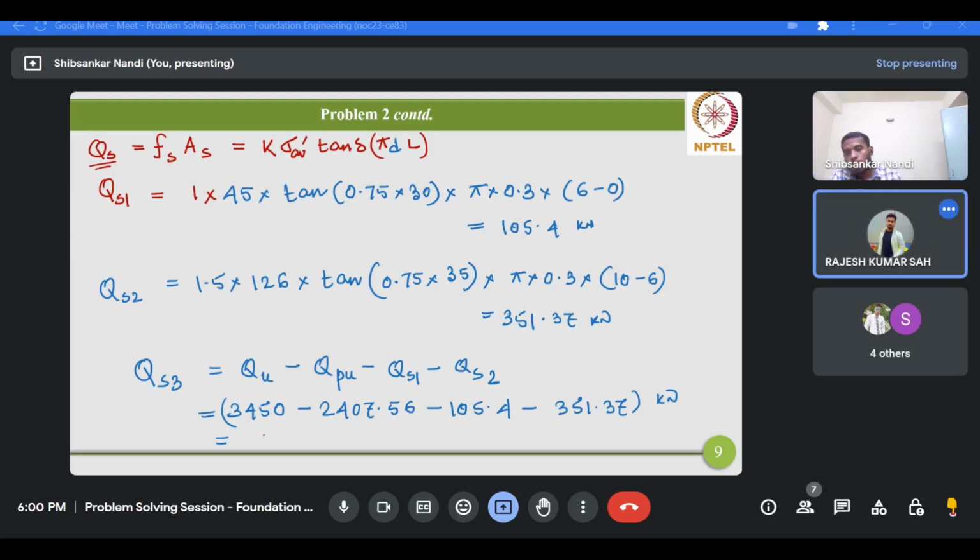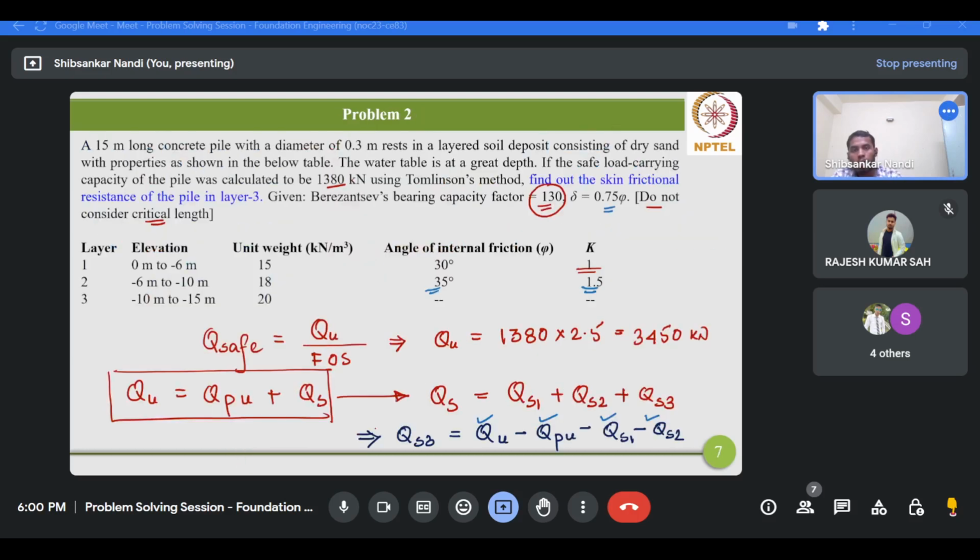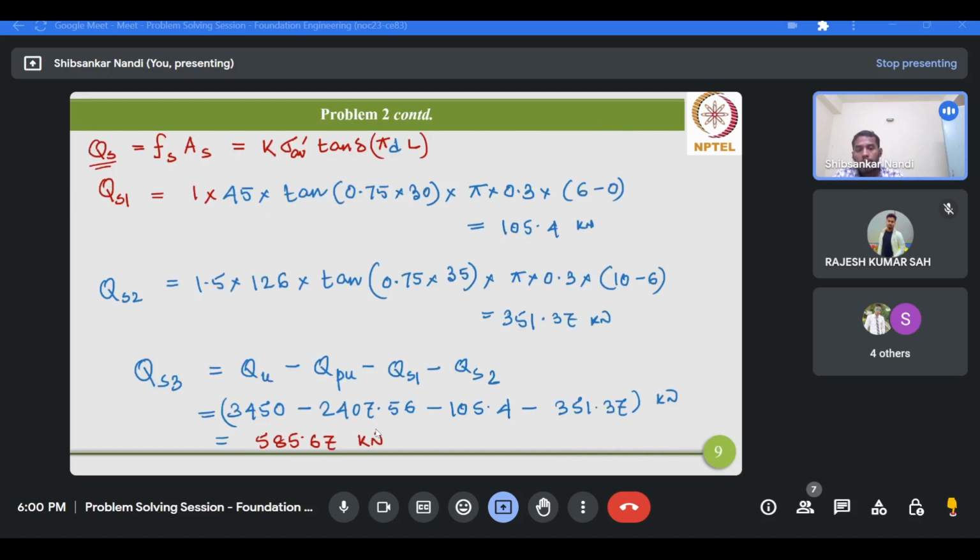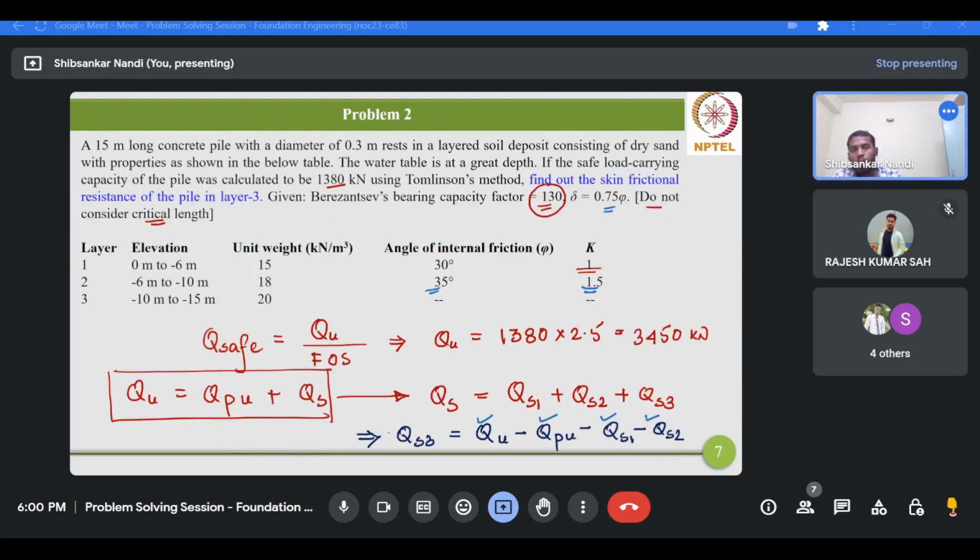585.67. Okay, so this is the contribution from layer 3 towards the ultimate skin friction resistance. So this much kilonewton. Now is this the answer? What do you think? Okay, so this may be the answer if you report the skin friction resistance as a whole, the ultimate skin friction resistance.